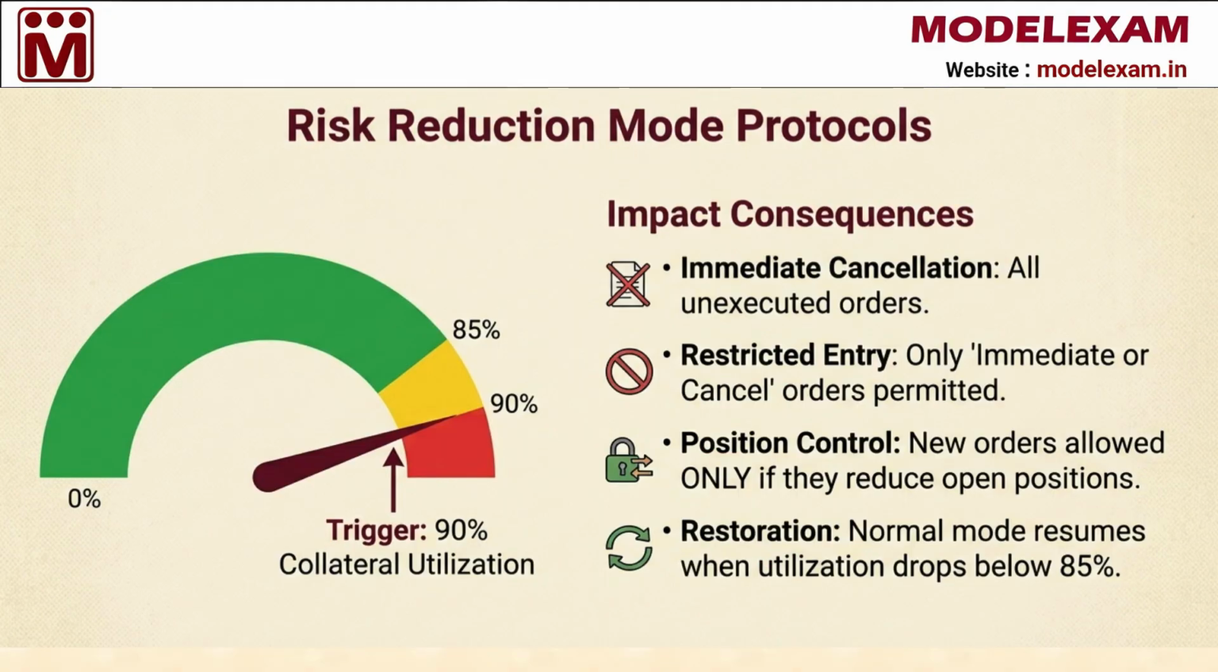Now let's discuss what happens when a broker uses too much of their collateral, through the risk reduction mode protocols. If a broker uses 90% of their available collateral, a trigger is pulled that cancels all their unexecuted orders. In this mode, they can only place orders that reduce their risk, and they can only return to normal trading once their utilization drops below 85%.